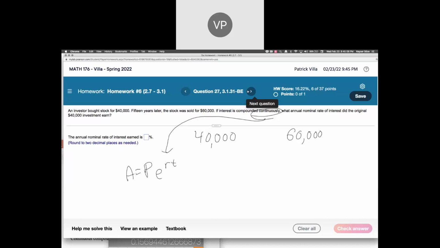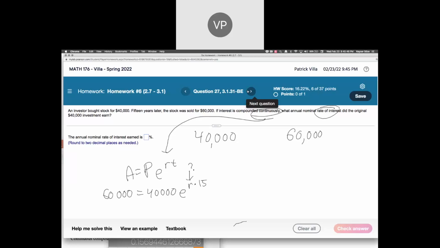Okay? And then they ask you, what's the annual nominal rate of interest did the original $40,000 investment earn? So we have to remember, A is the ending amount, the $60,000. Principal is the $40,000, what you started with. We don't have an interest rate, but we know that it took 15 years. So this is the same kind of problem as a couple minutes ago. We need to solve for that r right there. That's our mystery, and sure enough, they're asking us, what's the rate of interest?